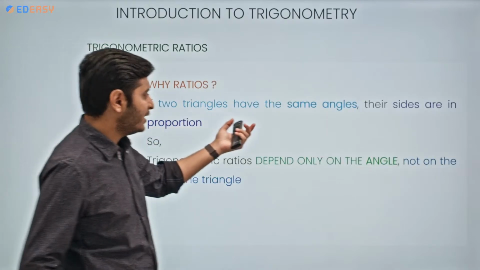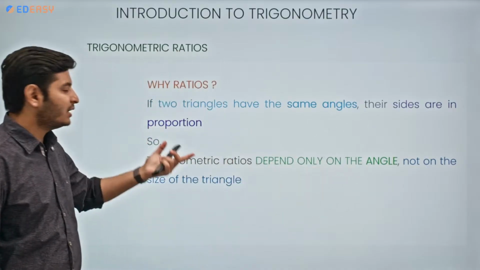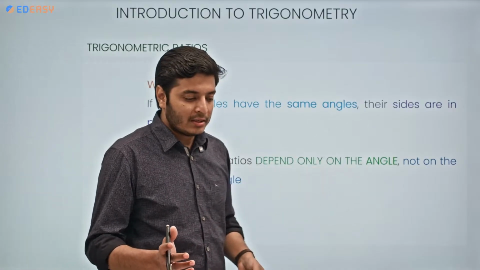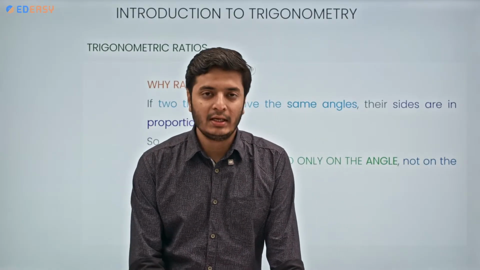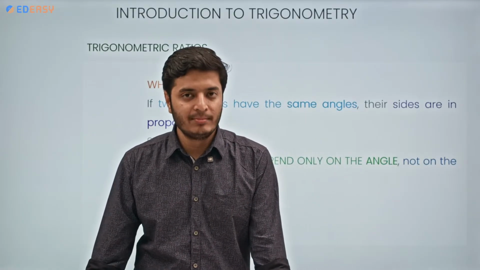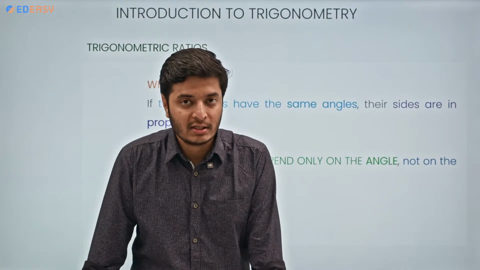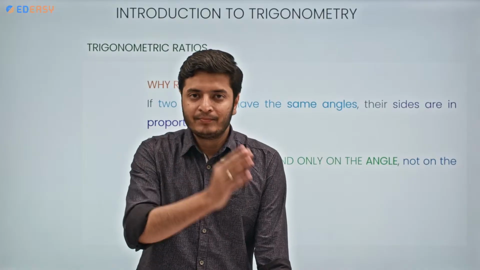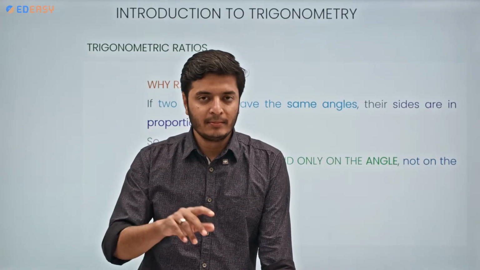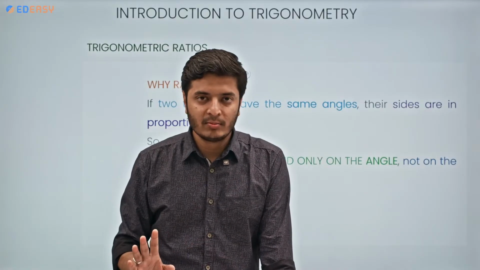If two triangles have the same angles, then their sides are in proportion, correct? Suppose two triangles have different sides, but the internal angles have the same measure. The corresponding angles have the same measure, such as 30-30, 60-60 and 90-90, correct? So all the corresponding angles are in the same ratio.